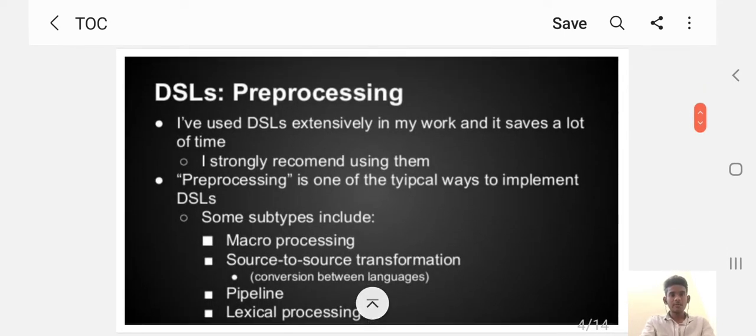Domain specific languages pre-processing. I've used domain specific languages extensively in my work and it saves a lot of time. I strongly recommend using them. Pre-processing is one of the typical ways to implement domain specific languages. Some subtypes include macro processing, source to source transformation, pipeline, lexical processing.